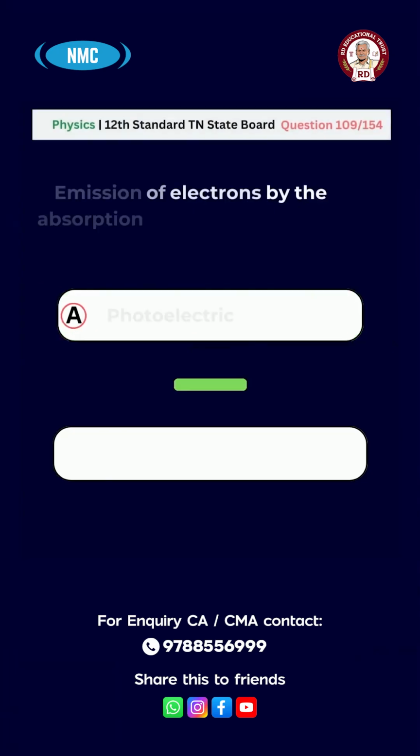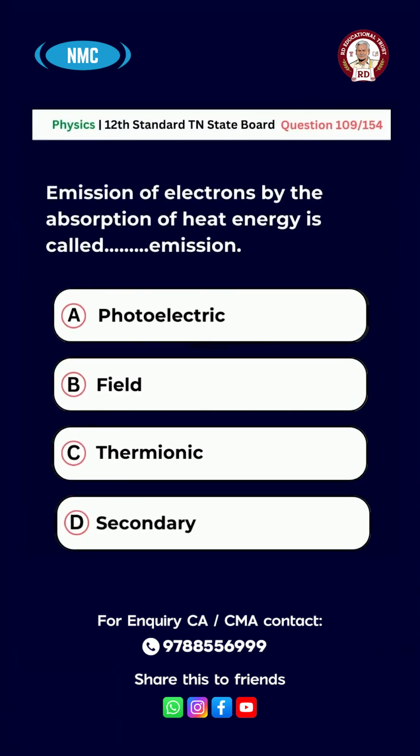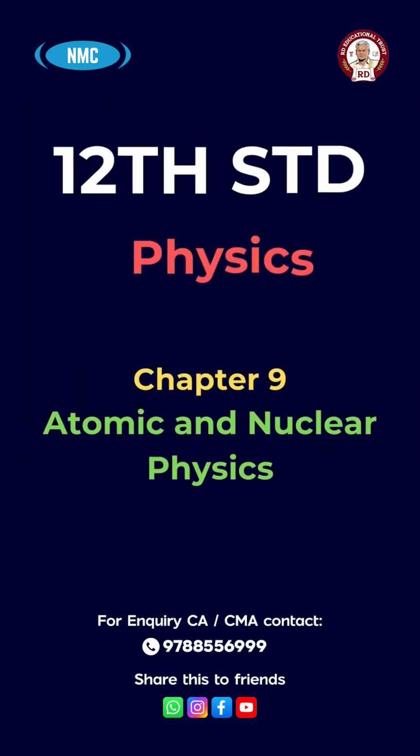Question number 109. Emission of electrons by the absorption of heat energy is called dash emission. Option A photoelectric, B field, C thermionic, D secondary. The right answer is option C thermionic. Chapter 9. Atomic and Nuclear Physics.